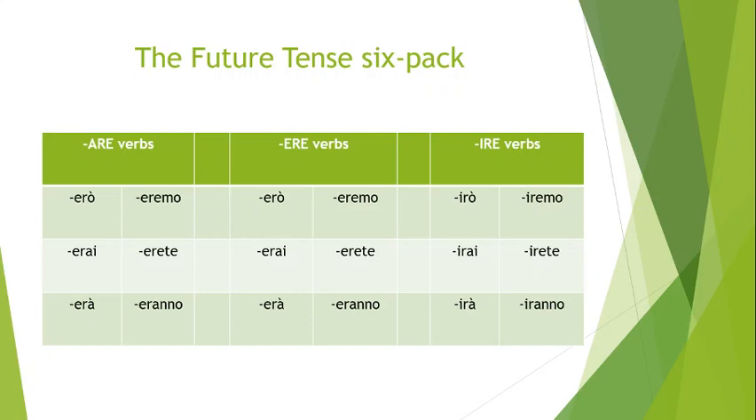So there you go. Erò, ere verbs the same. Erò, erai, erà. Eremo, erete, eranno. Remember that double n. Ire verbs, irò, irai, irà. Iremo, irete, iranno. If you've studied any other Latin languages, if you've studied Spanish or French or any of those, it's very similar to those. It's just very common among Latin languages. The future tense is pretty easy.